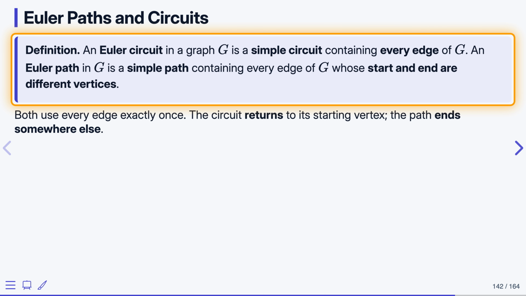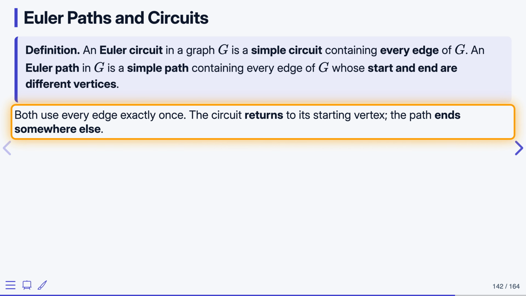First, we need 2 clear definitions. An Euler circuit is a closed walk. It uses every edge of the graph exactly once, and it starts and ends at the same vertex. An Euler path is almost the same. It also uses every edge exactly once, but it must start at one vertex and end at a different one. That last part matters. It is what keeps a circuit from also counting as a path.